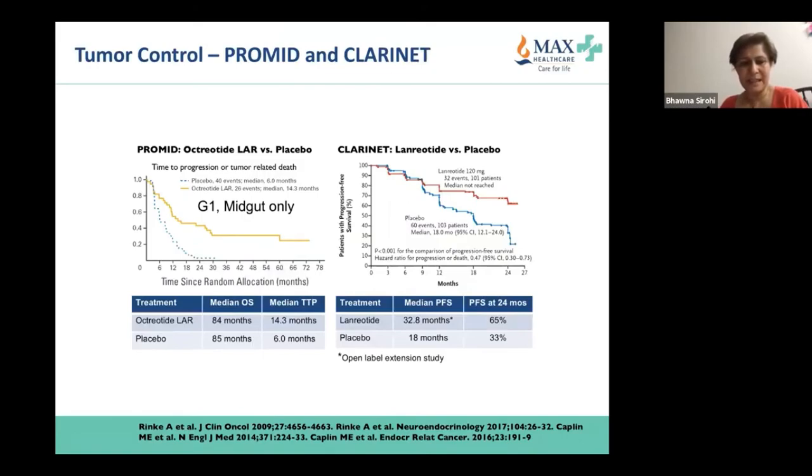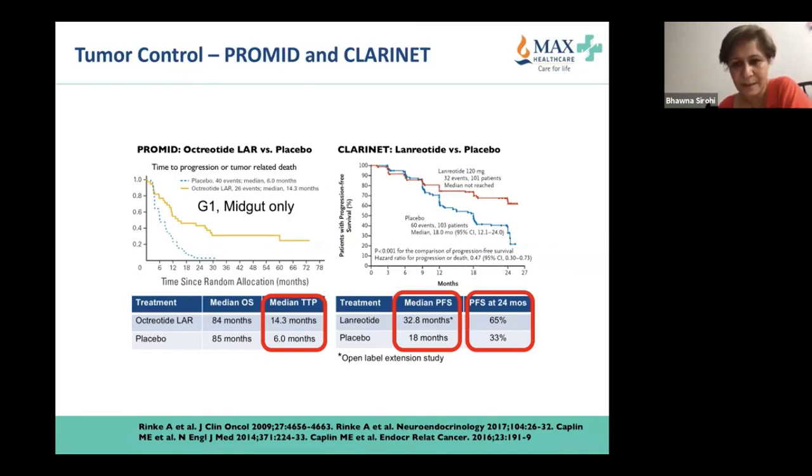And as you can see in this slide, this is a comparison of PROMID and CLARINET, both of them showing a significant increase in time to tumor progression or progression-free survival with the use of this. And it's about 14.3 months versus 6 months, but the endpoint and the way that is measured is slightly different in both the studies.